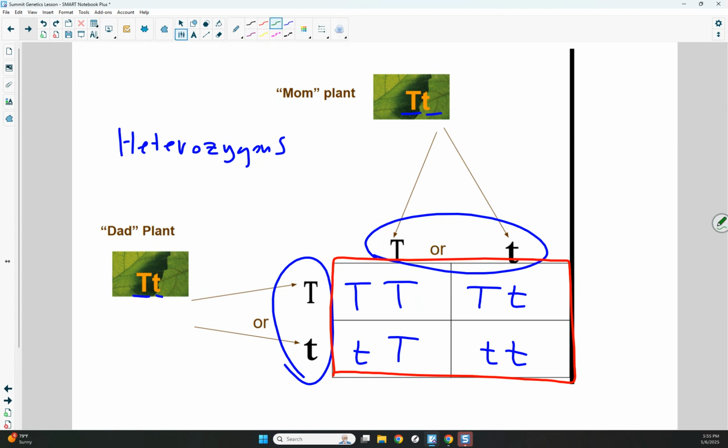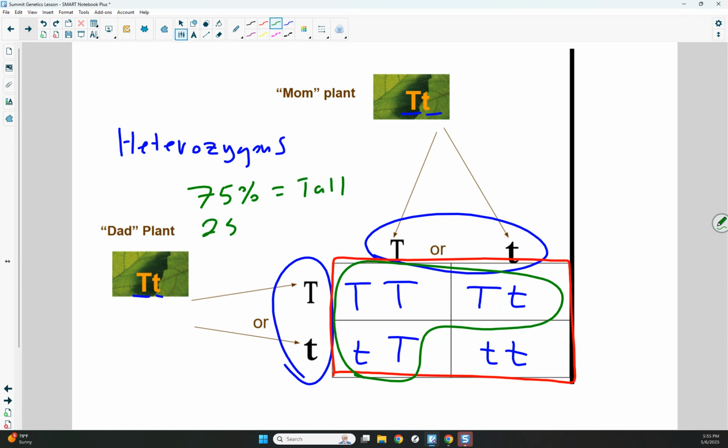Because of the way dominance works, 3 out of these 4, or 75% of the children, would be expected to be tall. And only 25% would be expected to be short. And that's sort of the basics of how the Punnett square works.